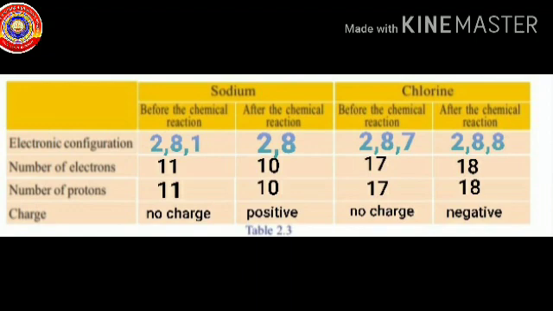In the case of protons, the number remains the same. Before the chemical reaction, sodium has no charge and it gets a positive charge due to the loss of 1 electron. Similarly, chlorine has no charge before the reaction and it becomes negative when it receives 1 electron from sodium atom.